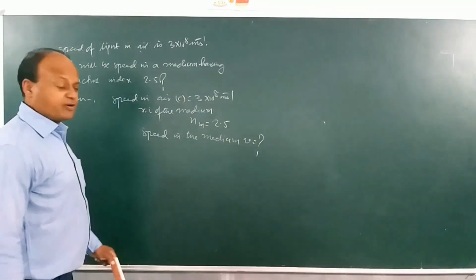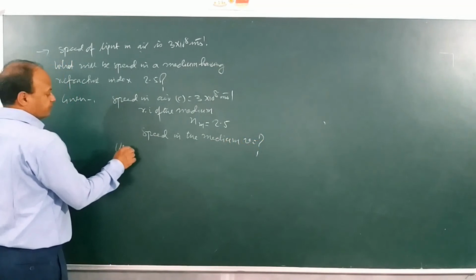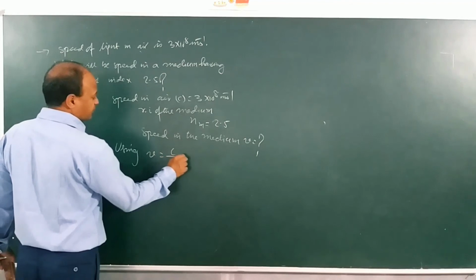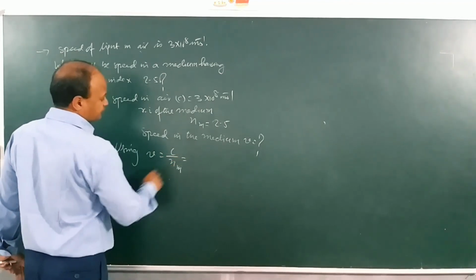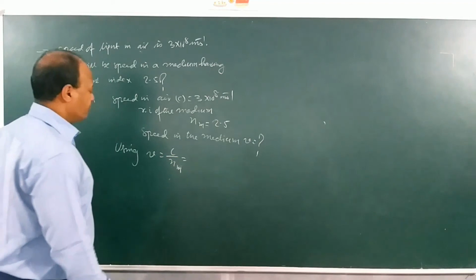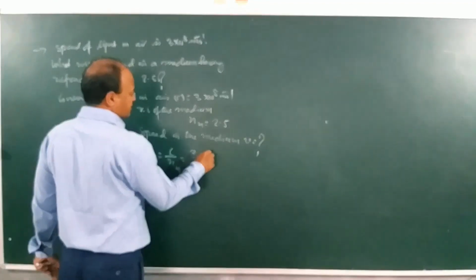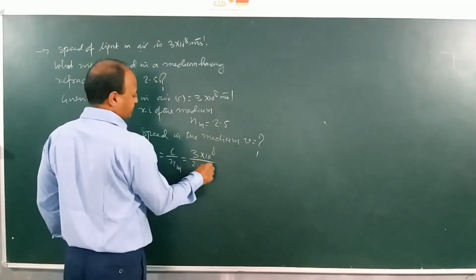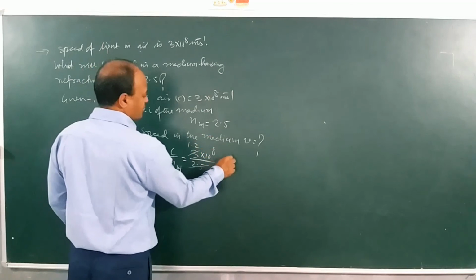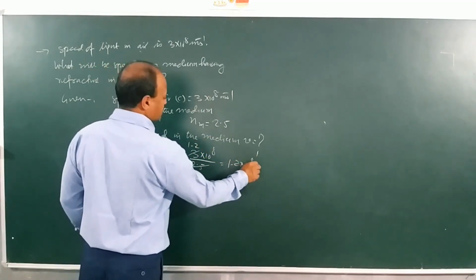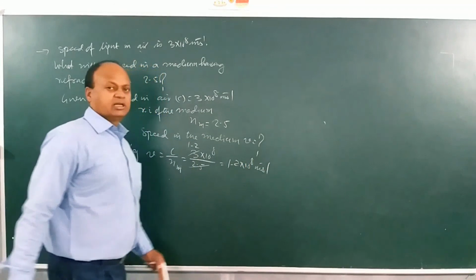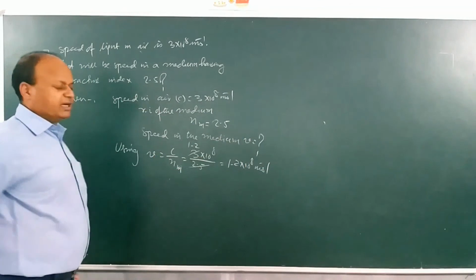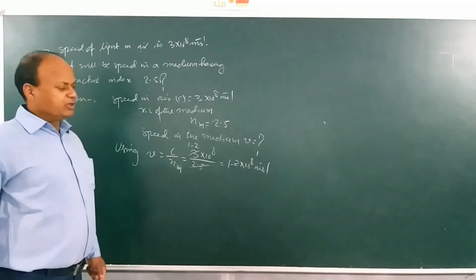So I will directly use the formula V is equal to C by Nm. This formula has already been explained to you. C is 3 into 10 power 8 and refractive index is 2.5. So dividing gives 1.2 into 10 power 8 meter per second. So you can easily calculate. Speed of light in the given medium is 1.2 into 10 power 8 meter per second.